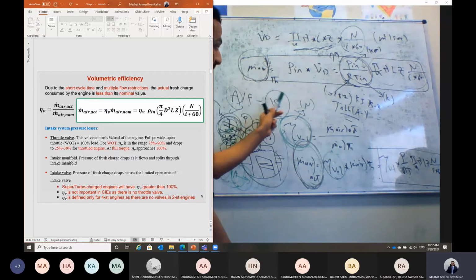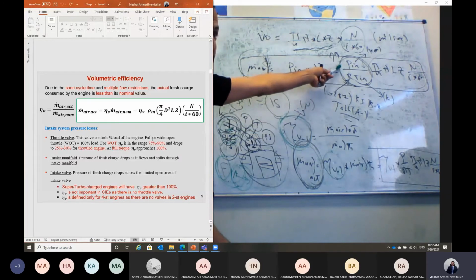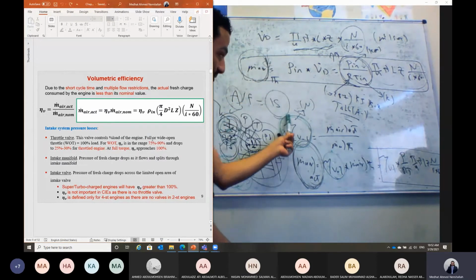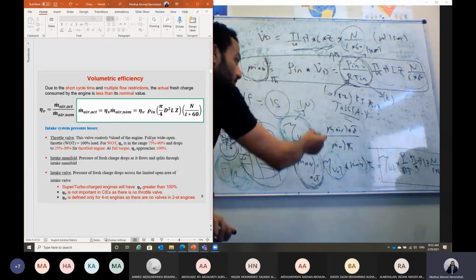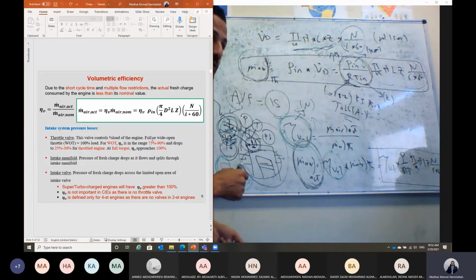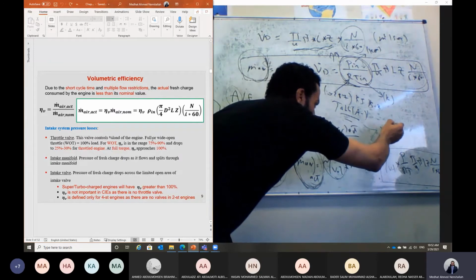And this pressure drop can reduce the mass flow rate of air. But what if we have a supercharger or turbocharger? In this case, the intake pressure will be increased, which means the mass flow rate of air will be increased. That means the volumetric efficiency, the actual mass flow rate divided by the theoretical cylindrical flow rate, will be increased. That means, guys, in the case of a turbo or supercharger, the volumetric efficiency can be greater than 100%.